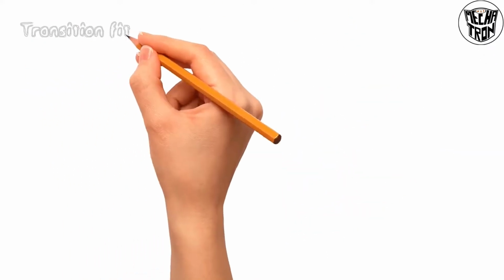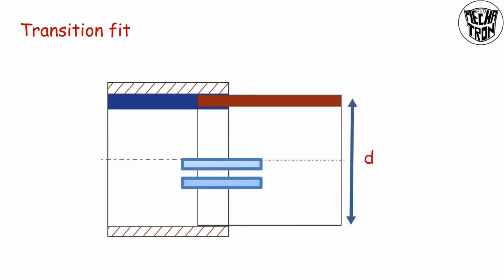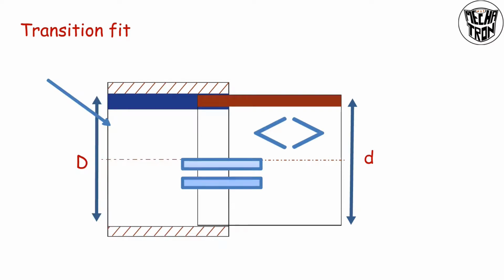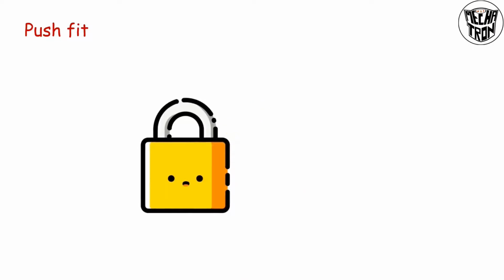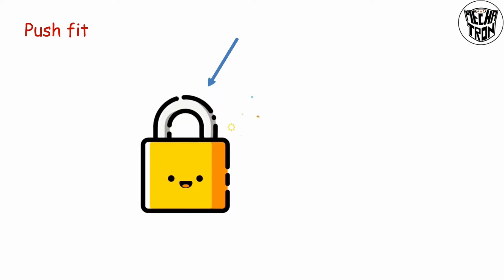Finally, transition fit. In this fit, the shaft diameter is almost equal to the hole diameter. So in a transition fit, the shaft diameter may be either bigger or smaller than the hole diameter. That's why it may be either a clearance fit or an interference fit. An example of a transition fit is push fit. You can see this figure. In this lock and key mechanism, we just push this key into the lock mechanism, then it gets locked. When these types of products are assembled, transition fits are used.